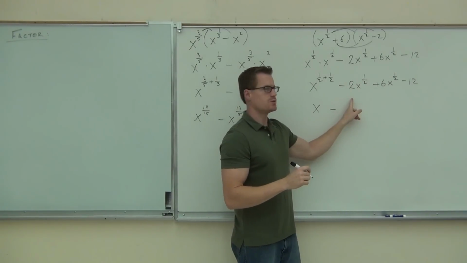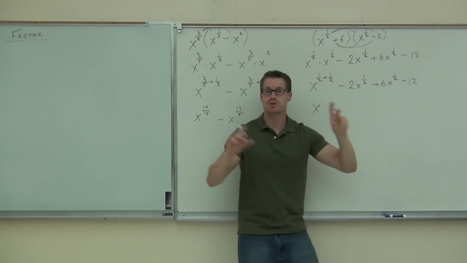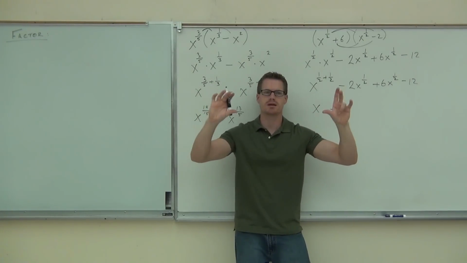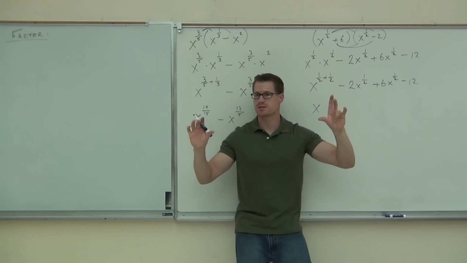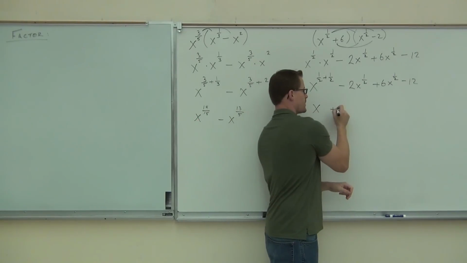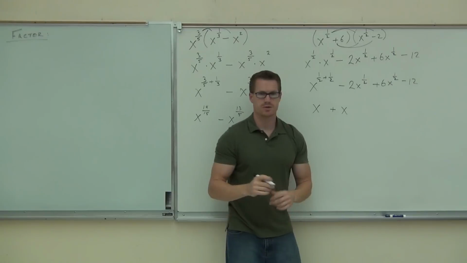Can you combine these things? We have -2x to the 1/2. We have 6x to the 1/2. Those are the same variable to the same power. Those we can combine. You're going to get, looks like +4, but it's x to what power? 1/2. So that doesn't change.